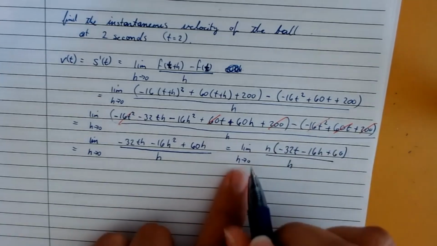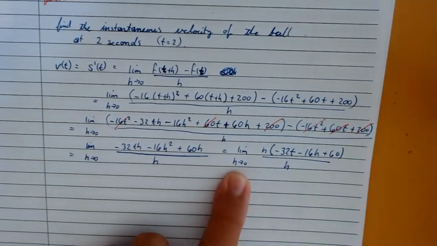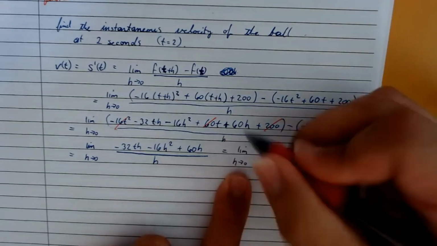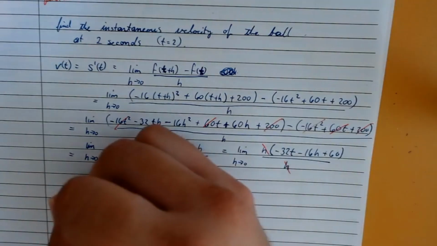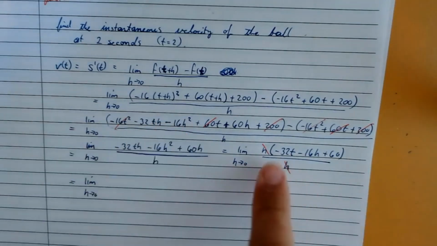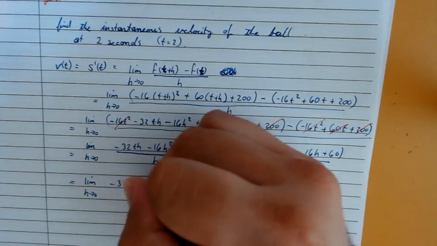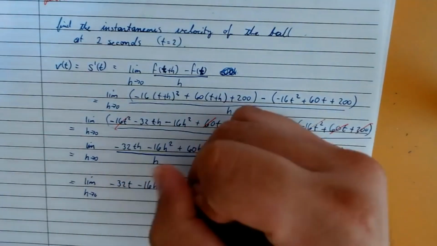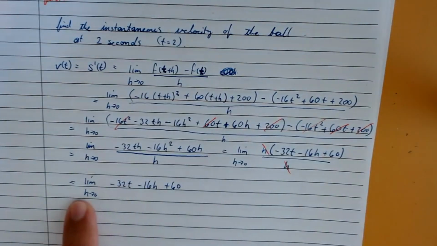And now, because h is not 0, it's only approaching 0, h over h is not 0 over 0, which means it is valid to divide them away. So we're left now with a much simpler limit: the limit as h approaches 0 of a polynomial, negative 32t minus 16h plus 60. And the thing about a polynomial is that if you're evaluating the limit as h approaches 0 of a polynomial, all you need to do is plug in h equals 0.